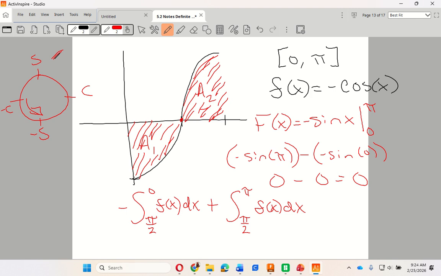It's going to be positive. It's going to be a positive area here, right? Yes. And what's going to happen over here? A positive area. Positive and positive gives me. But there's a negative in front. No, it's only in front of this one. It's only here. It's sine of 0 minus sine of pi over 2.